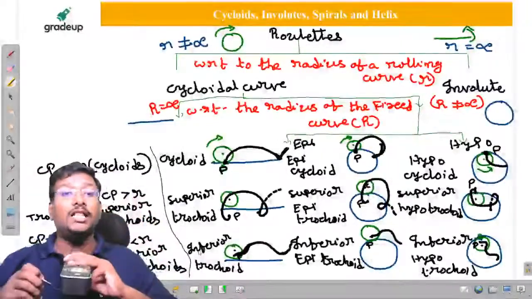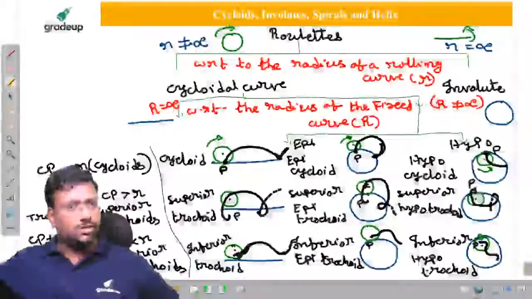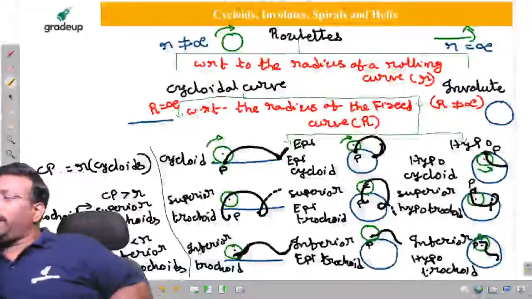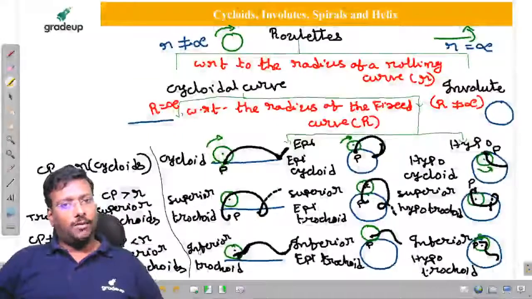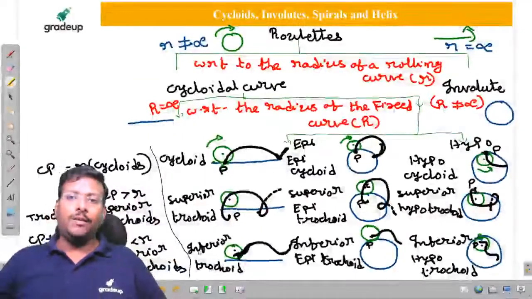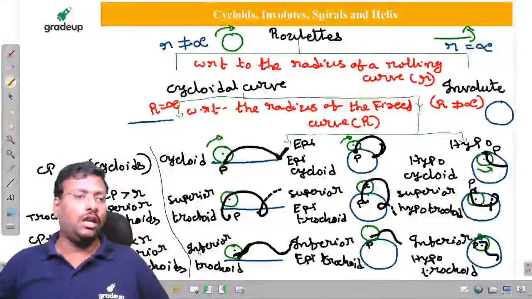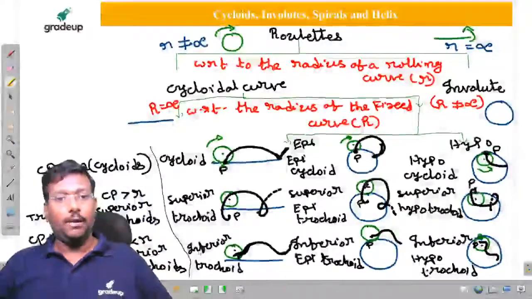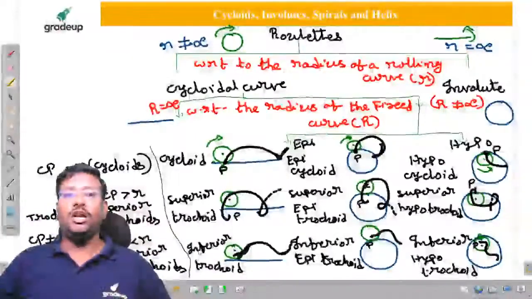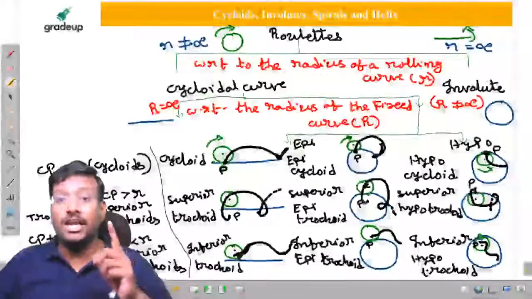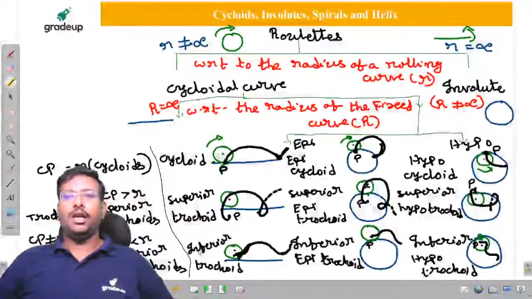It rolls on another curve. If the other curve's radius is not equal to infinity, it is rolling on a circle. If the other curve's radius is infinity, it is a combination of lines, that is called a polygon. It may roll over the polygon or over a straight line. Both are considered, and both will be called involute, because here it is not based on the fixed curve. It is based on the rolling curve, whose radius is infinity.